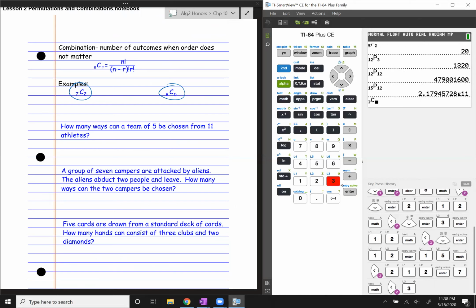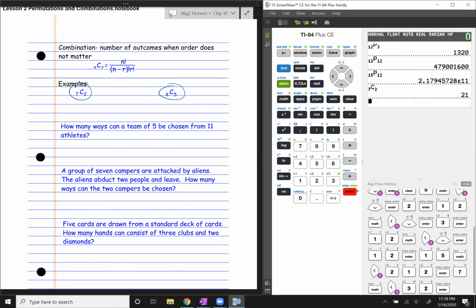there's 7 people. I need 2 of you to go to the office to pick up some books. I wish, right? It'd be great if we could be back in school and just go down to the office and pick up some books. So we get 21. We got 8.